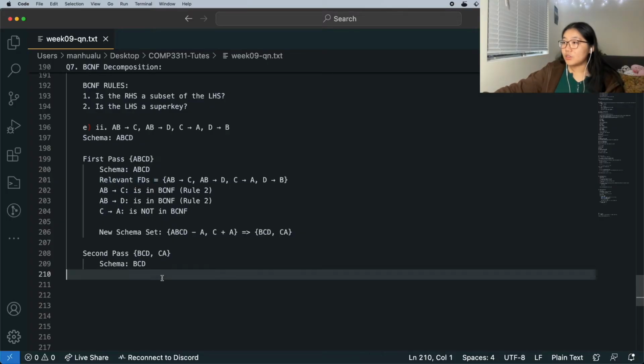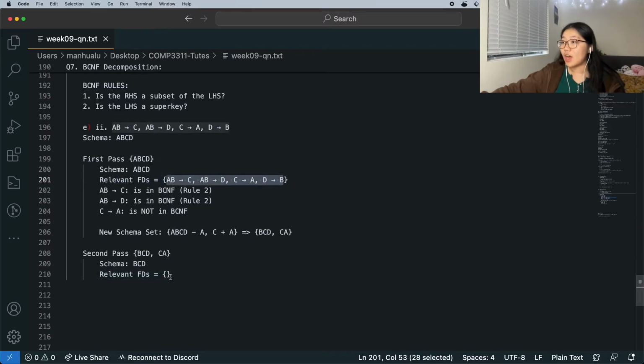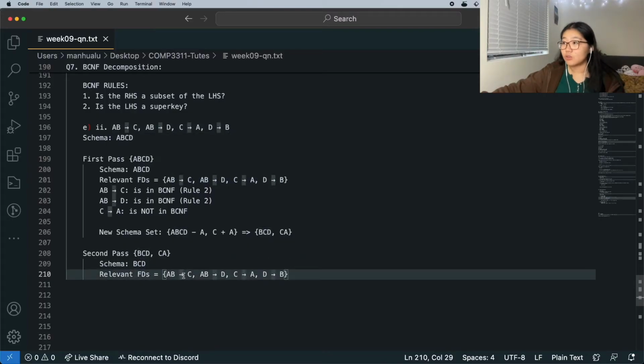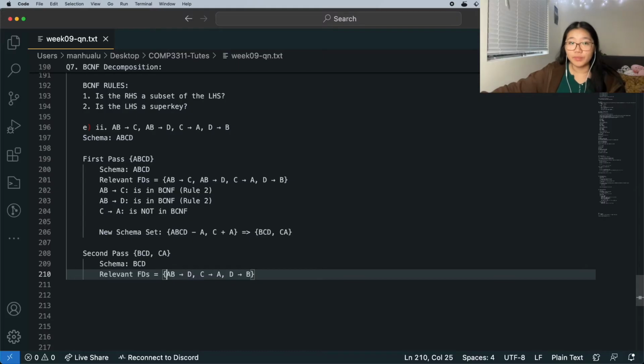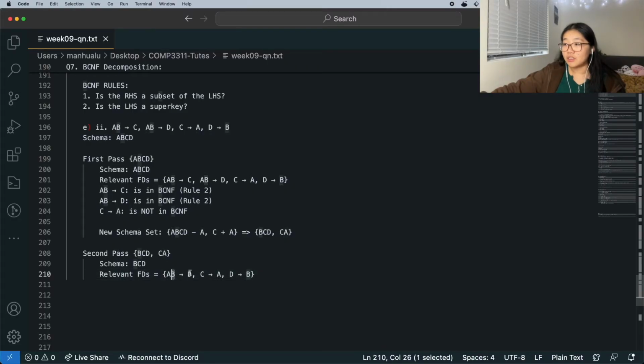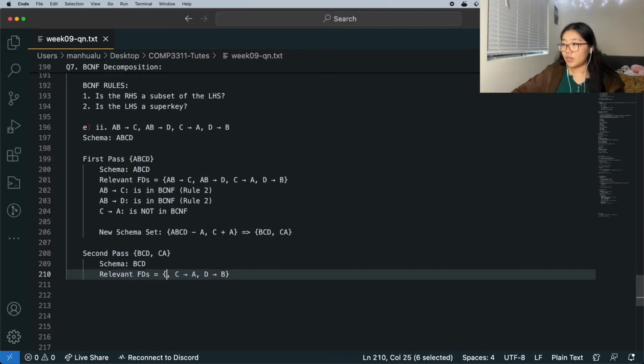Now the next step is we're going to look at the relevant functional dependencies. What this means is we are looking for all the functional dependencies that are relevant to our actual schema. So this first functional dependency says AB gives us C, but we don't have an A, so we can't actually use this functional dependency anymore. So we just remove it. Moving on to the next one, this one also has an A, but we don't have an A, and there's no other way for us to get D without A, even though we have B. So you want to get rid of this as well.